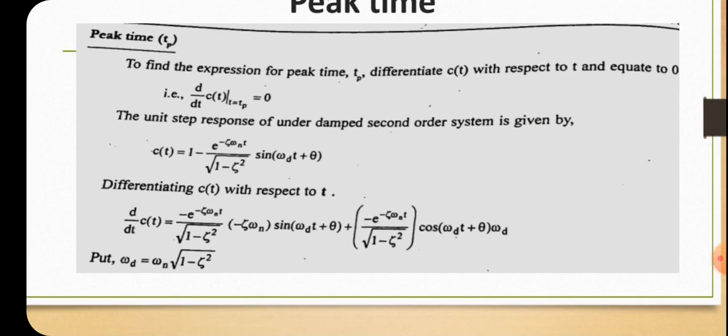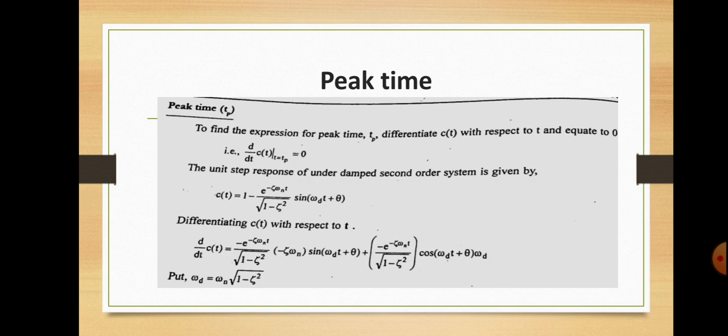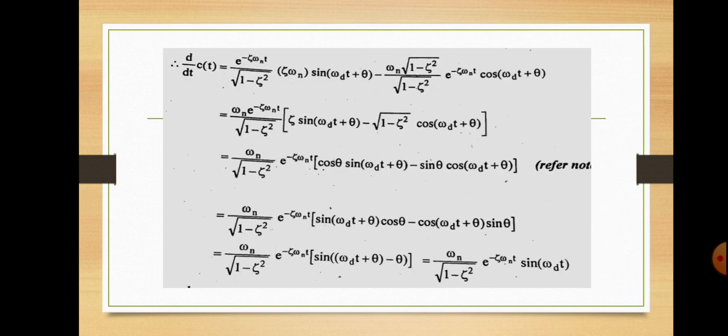We know that omega d equals omega n into square root 1 minus delta square. We can substitute that value and rearrange the equation as d by dt of c of t equal to e raised to minus delta omega n into t divided by square root 1 minus delta square, which is common, so it can be taken outside, and the rest of the terms are delta sin omega dt plus theta minus square root 1 minus delta square into cos omega dt plus theta.